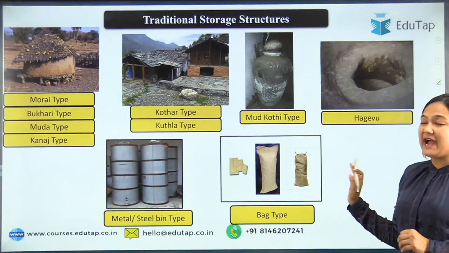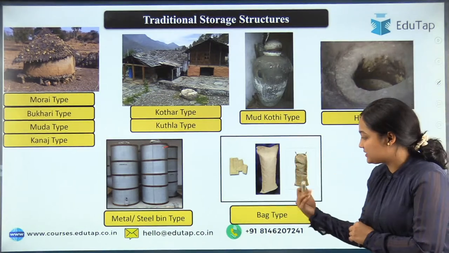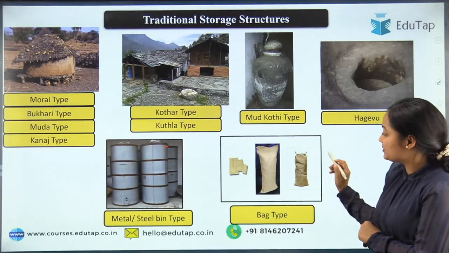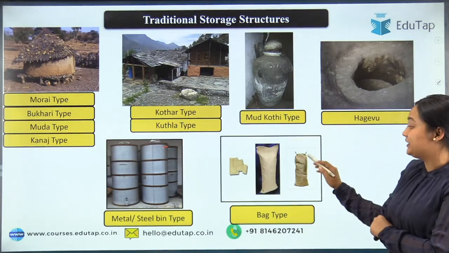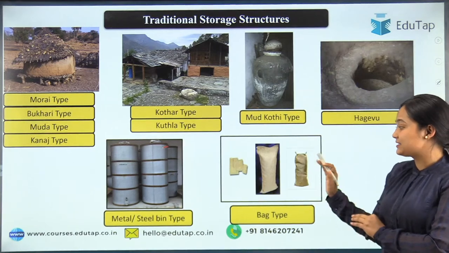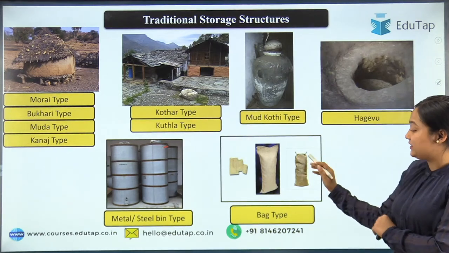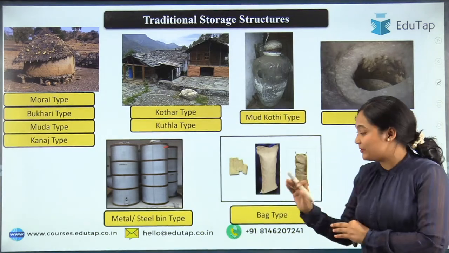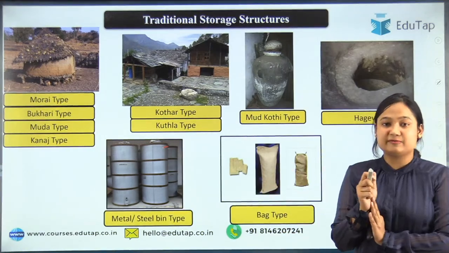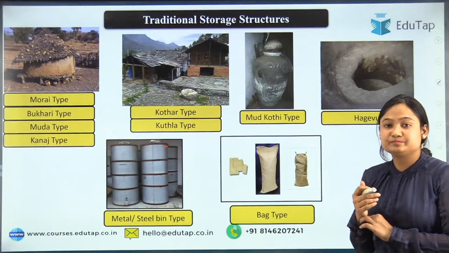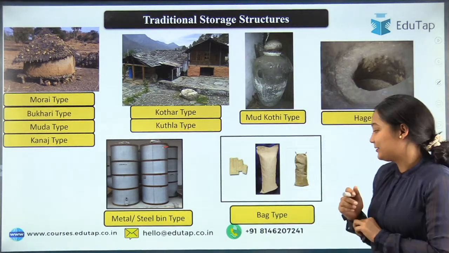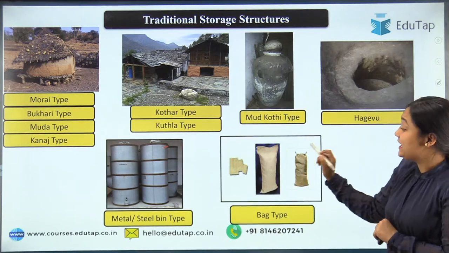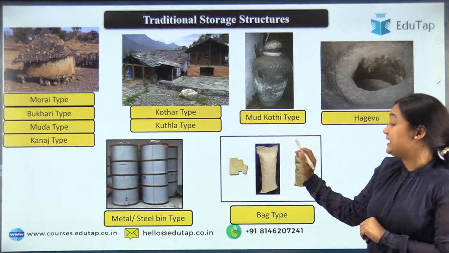Now talking about the bag type, whenever we see grain, we see it is stored in bags. Here in the bag structure, your gunny bags are made of jute or plastic. We put the grain there and they have some capacity. What is the advantage of the bag type? You can see they are quite flexible. They are easy to transport and everything. And the other thing is, these are easily available.